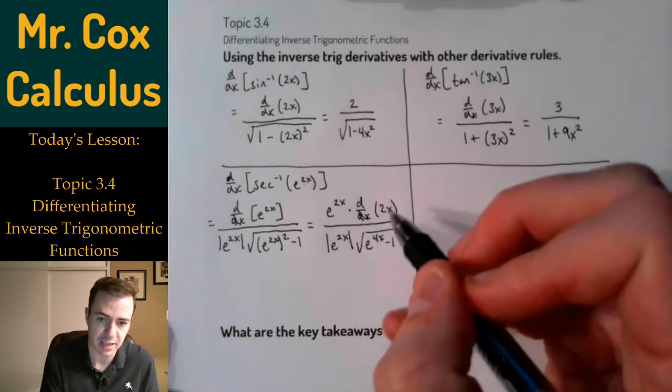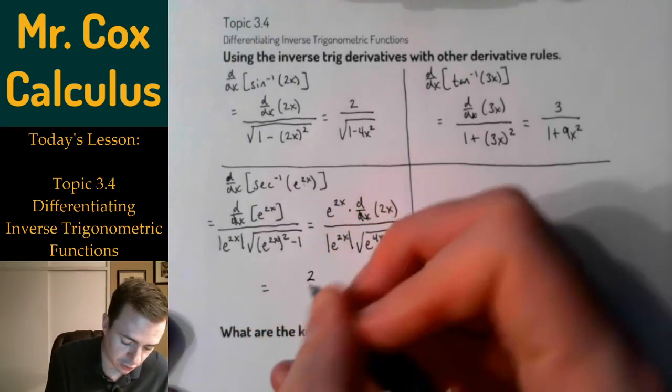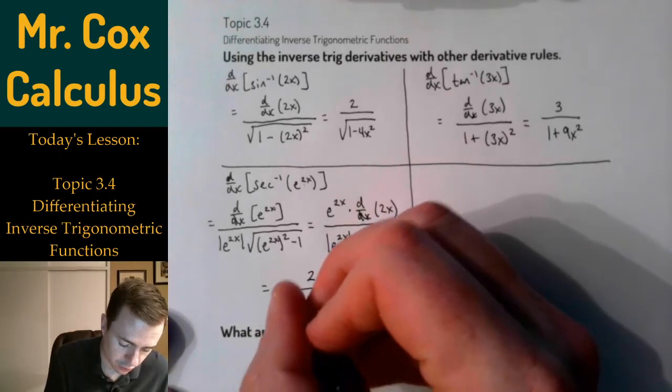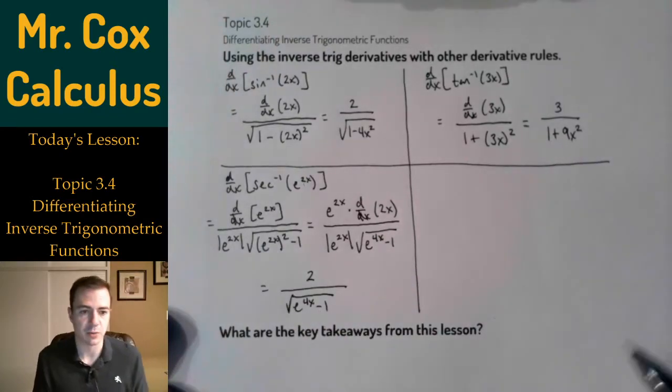So those are going to cancel, and I'm left with the derivative of 2x in the numerator, which is 2 over the square root of e to the 4x minus 1, and there's my derivative.